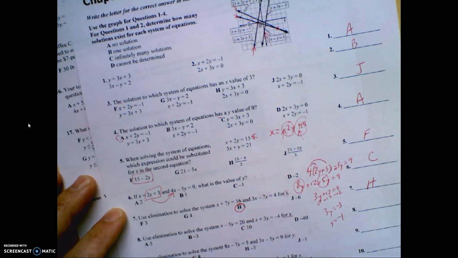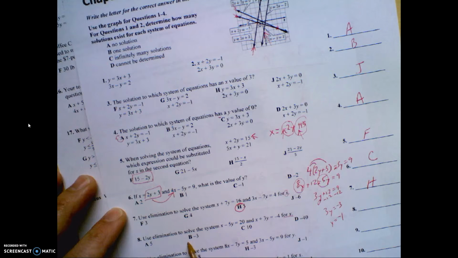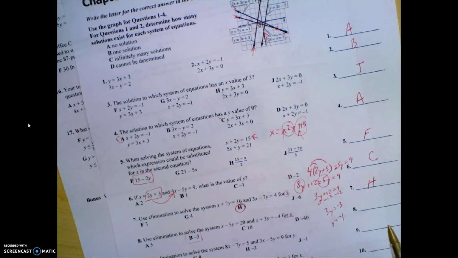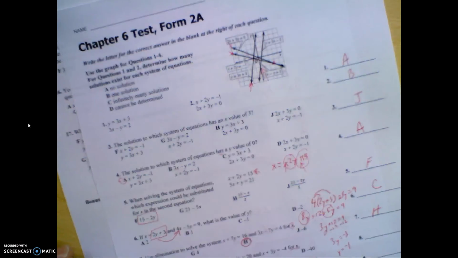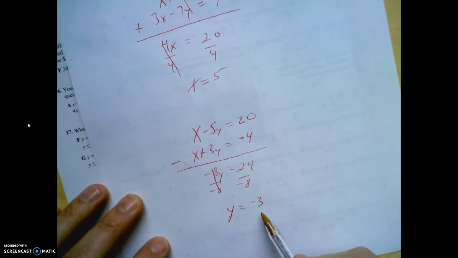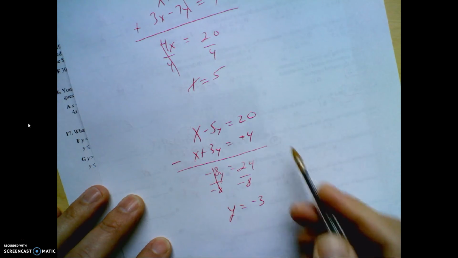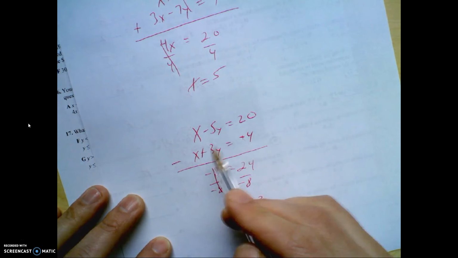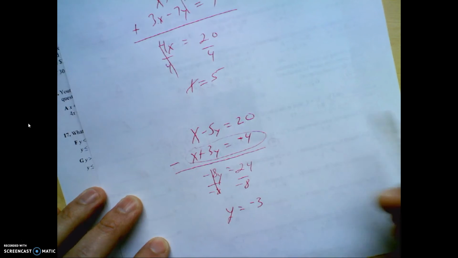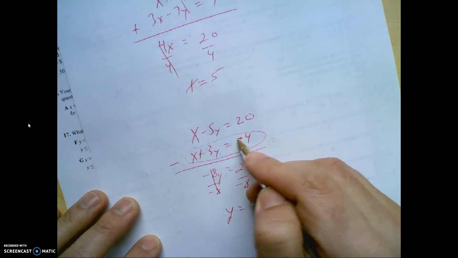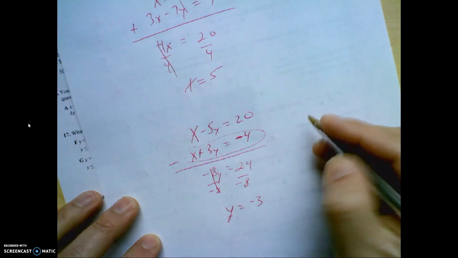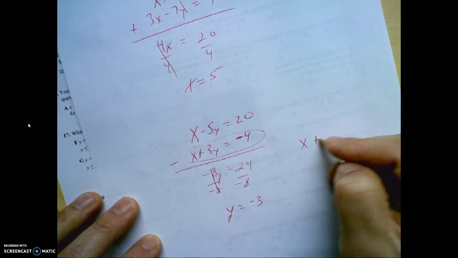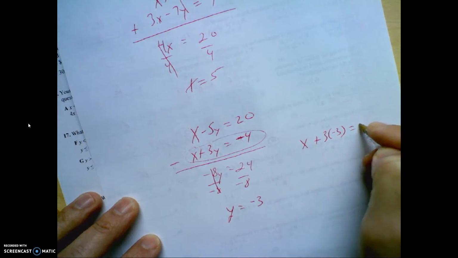Okay, now if we look back, number 8 asks us for x. But if you see, there is a -3 for an answer. So they really want to make sure that we're getting the x value and not the y value. All right. So we have the y value. We're going to plug that back in to one of the original equations. I'm going to plug it into this one. Okay. Remember that was -4 to start. All right. So we got x plus 3 times -3 equals -4.